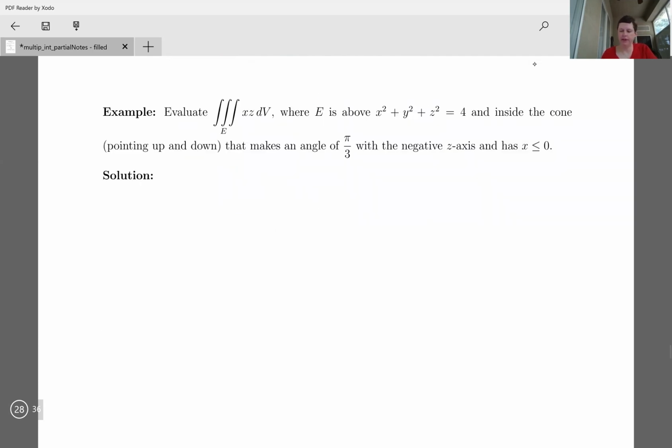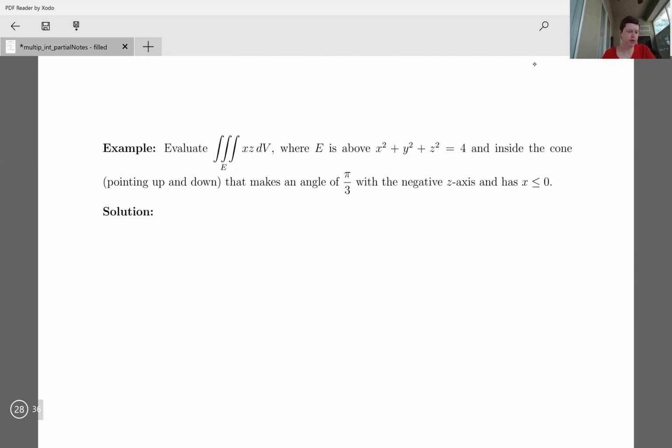Okay, let's see if we can look at one more quick example. So we're going to evaluate the integral, this time over a region E of xz dV, where E is the region above the sphere x squared plus y squared plus z squared equals 4, and inside the cone that's pointing up and down, so it's on the z-axis, it makes an angle of pi over 3 with the negative z-axis and has x being less than or equal to 0. Okay, we don't actually need the equation of the cone unless you're dying to derive it, because we have all the information to obtain the limits.